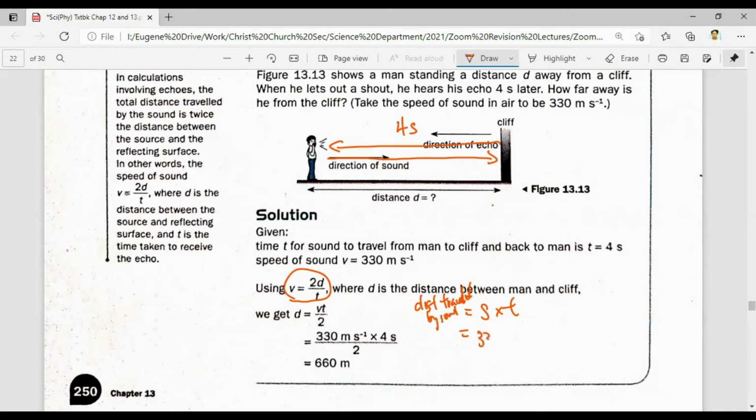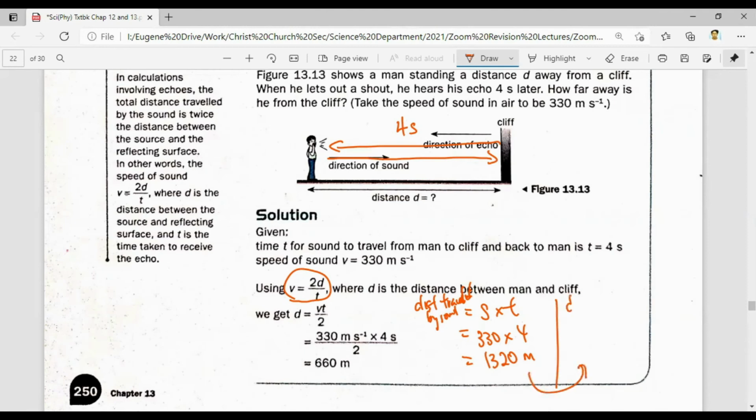So the speed is 330, the time taken is 4. So it will be 1320 meters. Now the sound traveled to the wall and came back. But what they want from me is how far he is from the cliff. So what must I do with this?